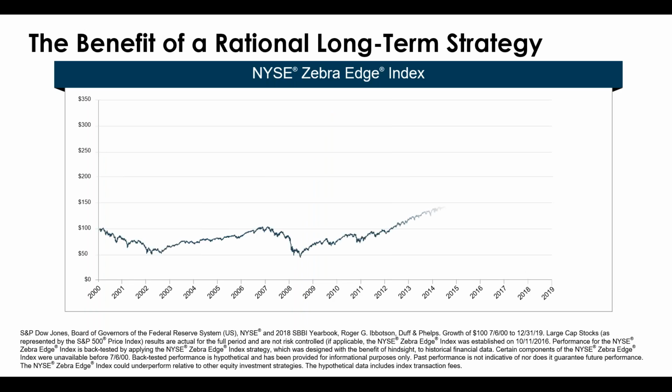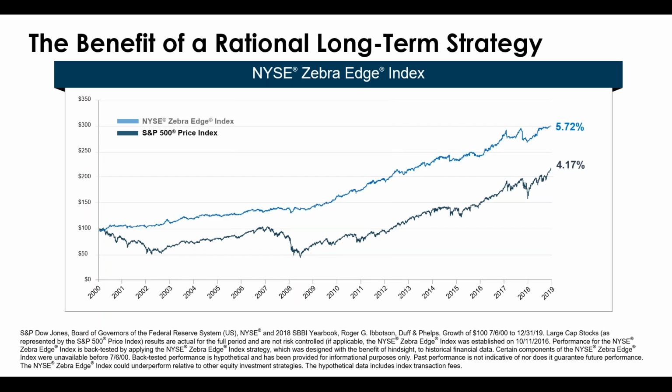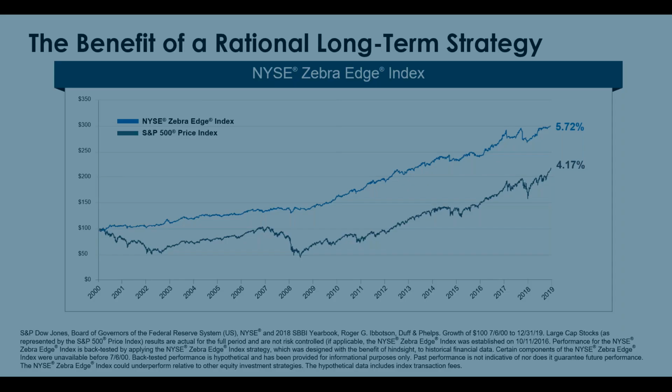And this shows you the benefit of this rational long-term strategy. This is simply the raw indexes. The S&P 500 price index, in the black, simply since 2000, had returned a 4.17 raw return. Through the behavioral finance process, removing those overvalued toxic stocks, the Zebra Edge simply outperforms it. It takes that huge emotional roller coaster away.